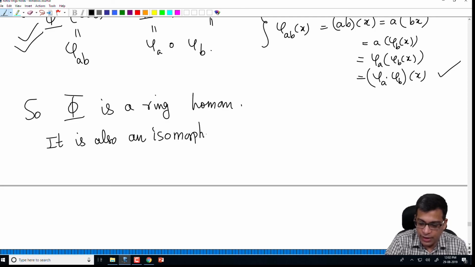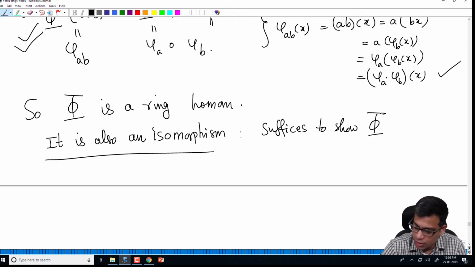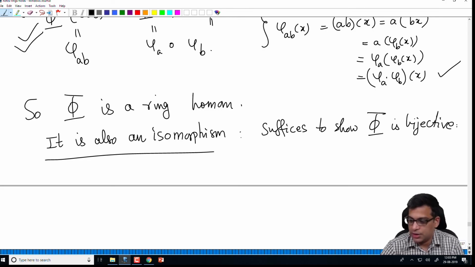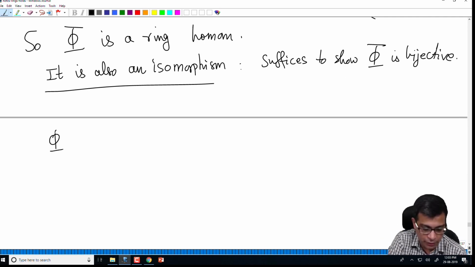How do you verify that a given ring homomorphism is an isomorphism? All we need to show is that it is bijective. Capital phi is bijective. But this is easy because it's already a ring homomorphism. We will first check that it's injective. So capital phi is injective. Why?